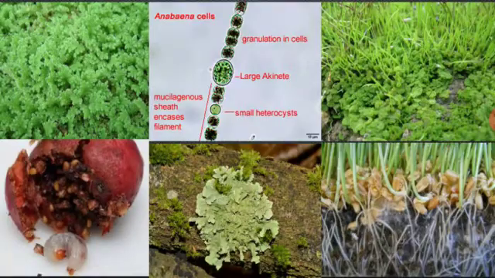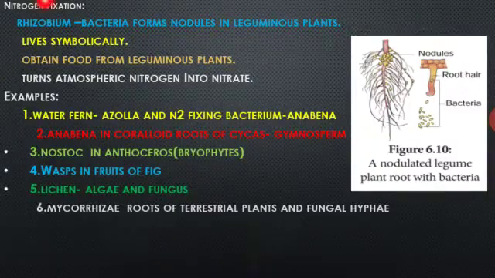Okay, so here are some of the pictures of the nitrogen fixing plants. This is Azolla, Anabaena. This is Anthoceros. I told you fig plant, wasp that is living inside the fruit of fig. Okay. And next this is lichen, and this is mycorrhiza that is living in higher plants. Okay. So these are all some of the nitrogen fixing plants.